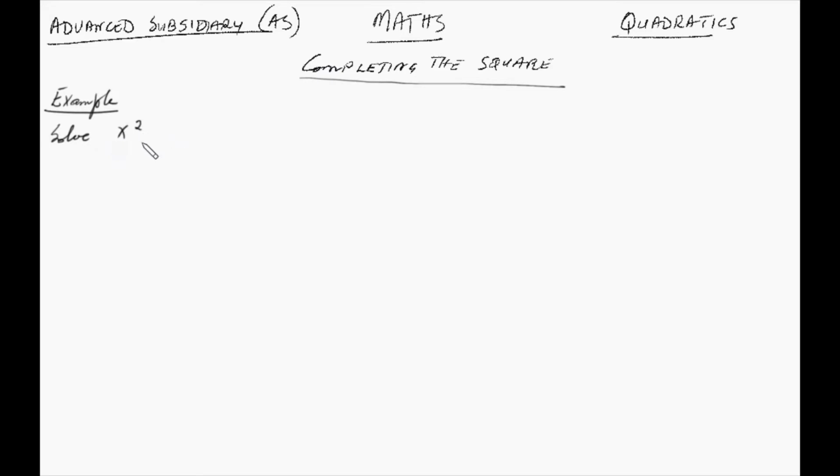x squared minus 4x plus 3 equals 0. Okay, x squared minus 4x plus 3 equals 0 by completing the square. All right. Now, the keyword is here, completing the square.